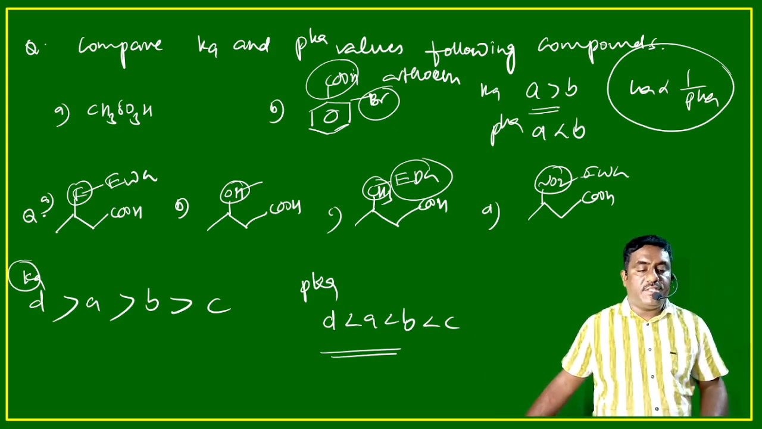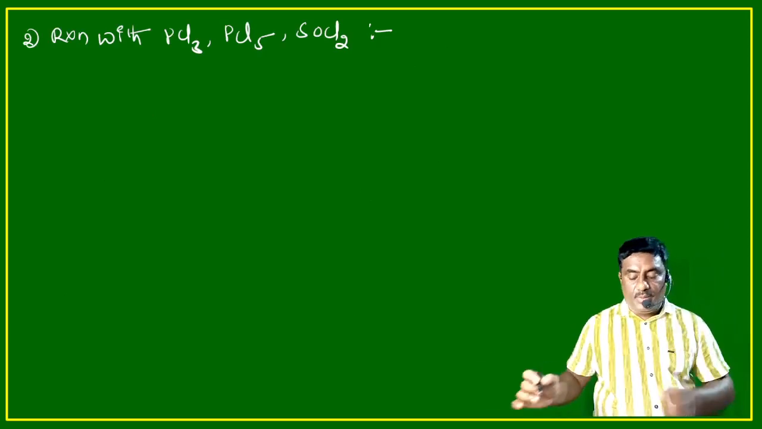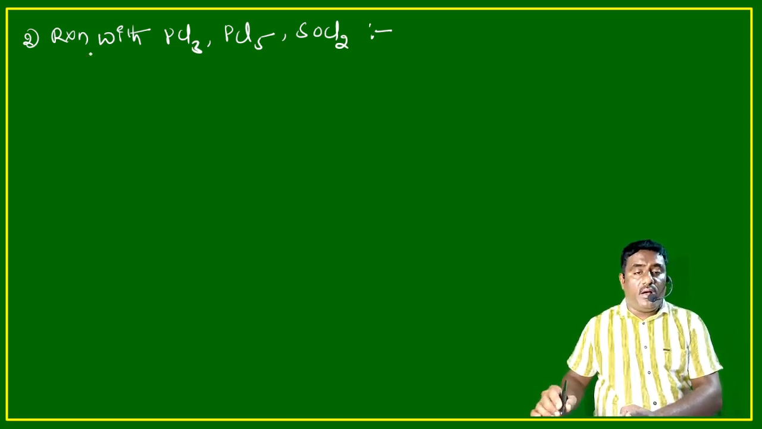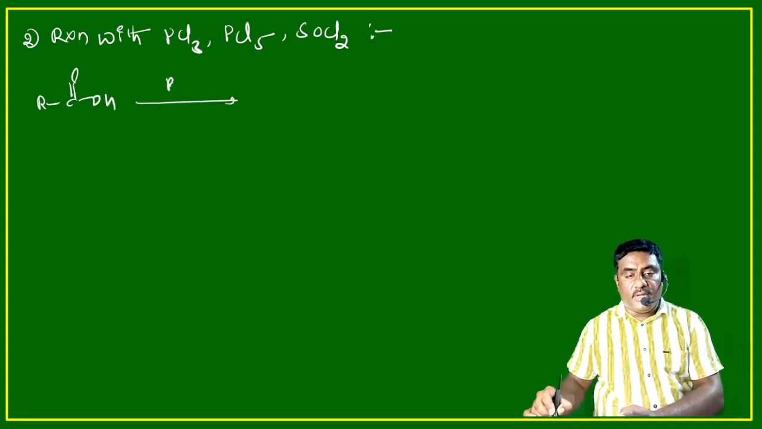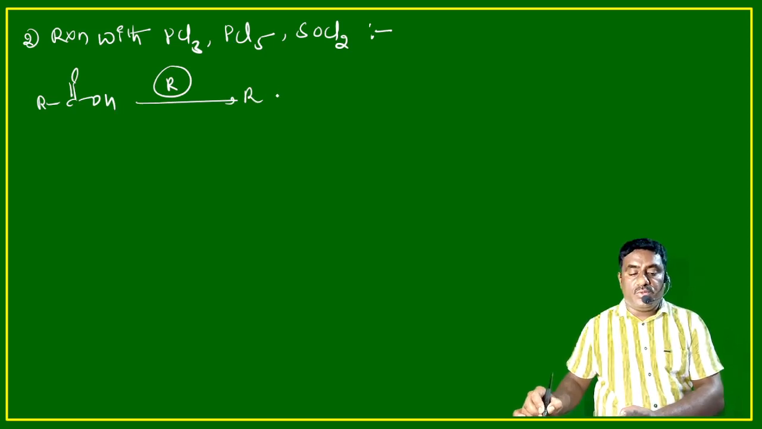Have a look for the next method. Reaction with PCl3, PCl5, SOCl2. Yes, phosphorus trichloride, phosphorus pentachloride, and thionyl chloride. Carboxylic acid, or COOH, in presence of reagents like PCl3, PCl5, SOCl2, gives acyl chloride, or COCl.